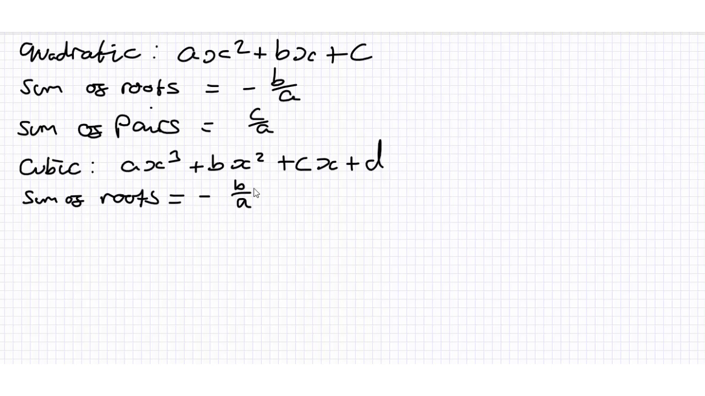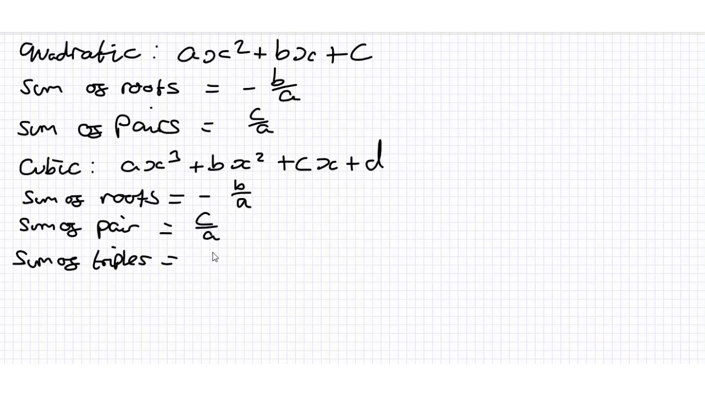Okay, and then the sum of pairs, and we do actually have more than one pair now because we have three roots, we have three pairs. The sum of pairs is equal to c over a, and the sum of triples is equal to minus d over a.